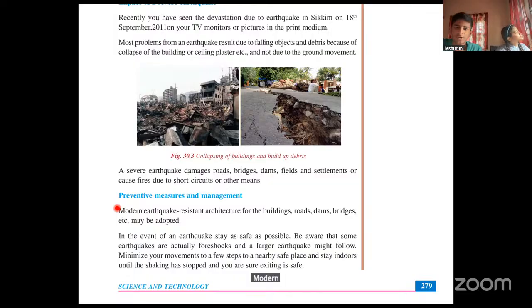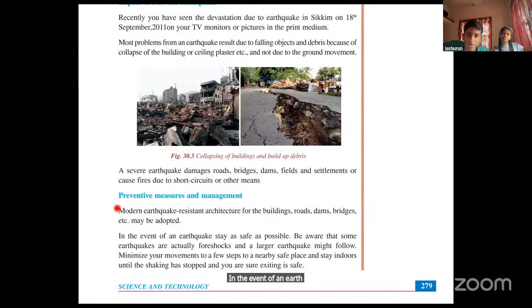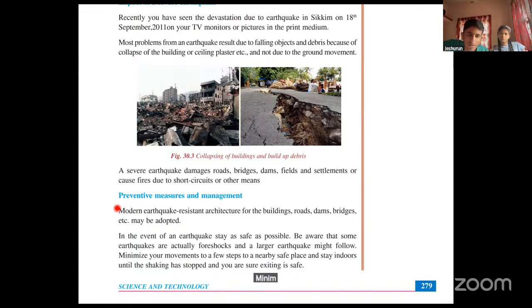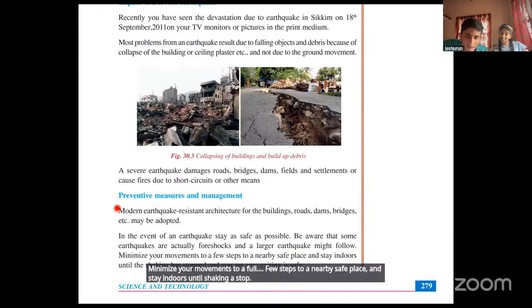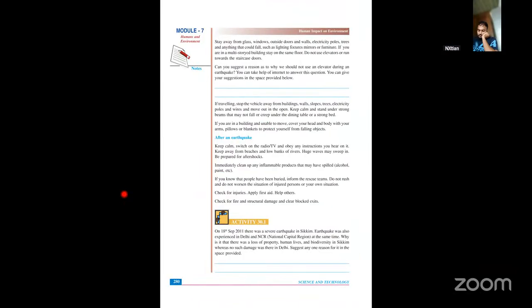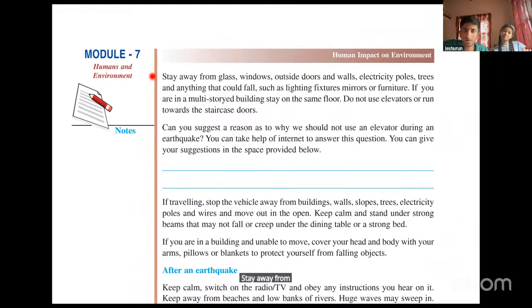Modern earthquake-resistant structures for the buildings, roads, dams, and bridges, etc. may be adopted. In the event of an earthquake, stay as safe as possible. Be aware that some earthquakes are actually foreshocks and a larger earthquake might follow. Minimize your movements to a few steps to a nearby safe place and stay indoors until the shaking has stopped and you are sure exiting is safe. Stay away from glass, windows, outside doors, walls, electricity poles, trees, and anything that could fall, such as lighting fixtures, mirrors, or furniture. If you are in a multi-story building, stay on the same floor. Do not use elevators or run towards the staircase doors.